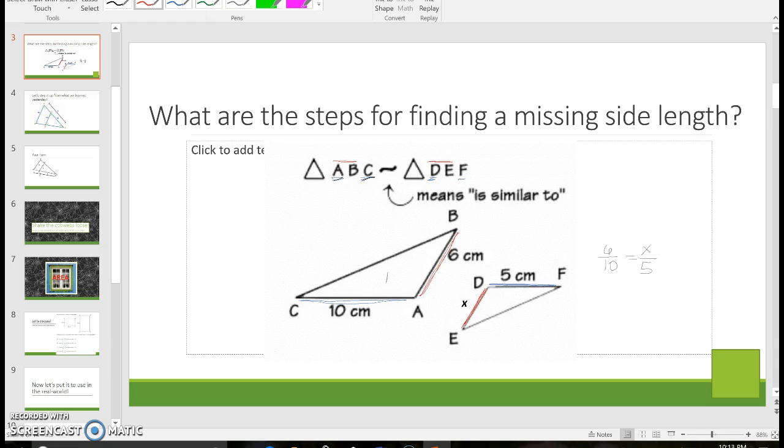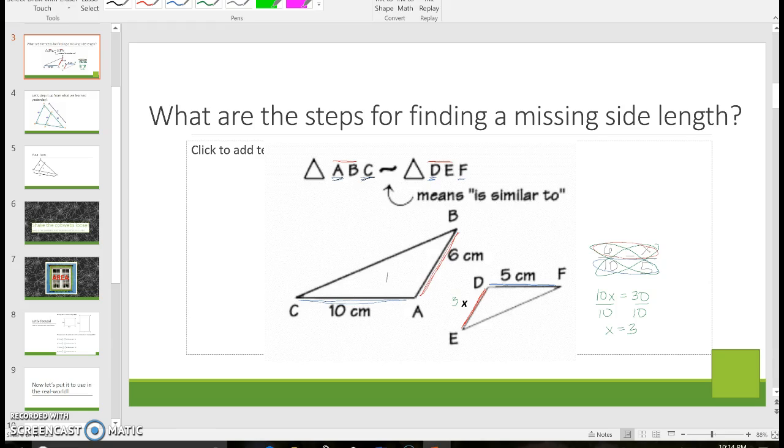So see both of these on top, 6 and x are my red ones, and then 10 and 5 are my blue ones, okay? And then I would do my cross product and solve. So I have 10x equals 5 times 6 is 30. So if I divide by 10, my x equals 3. Okay, which totally makes sense, right? Because 3 times 2 is 6 and 5 times 2 is 10.